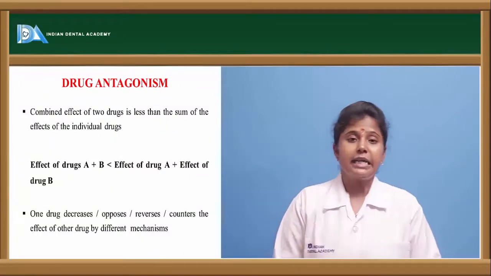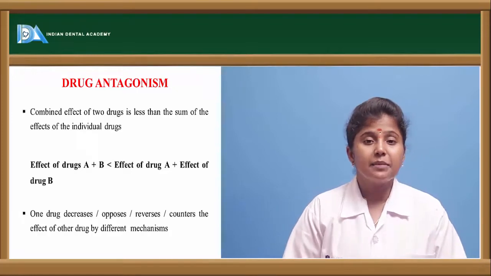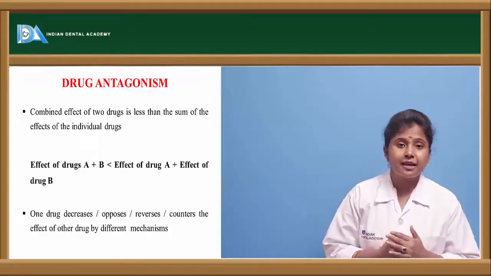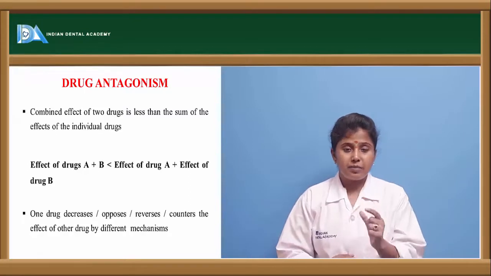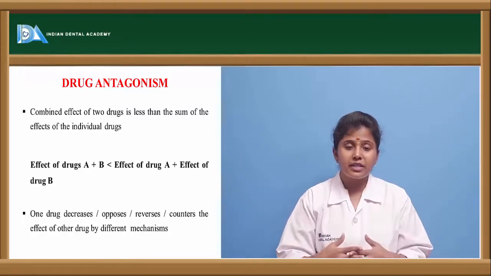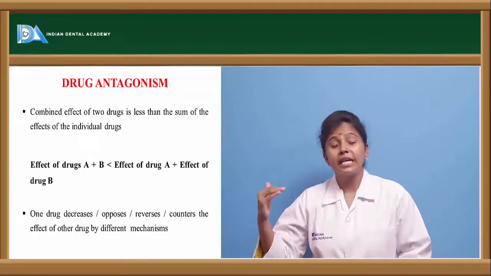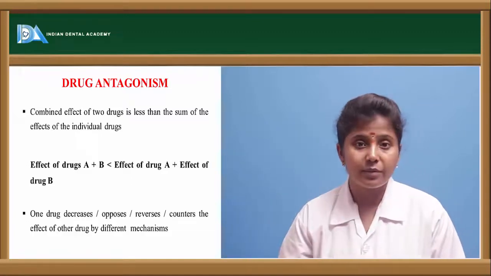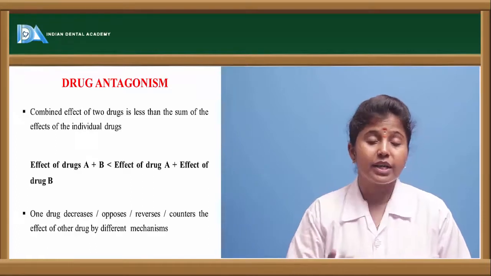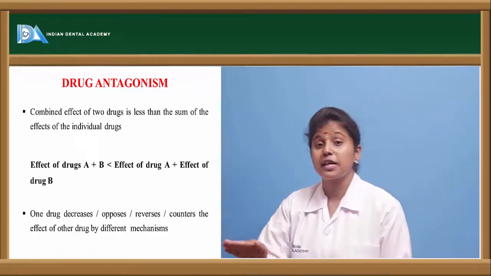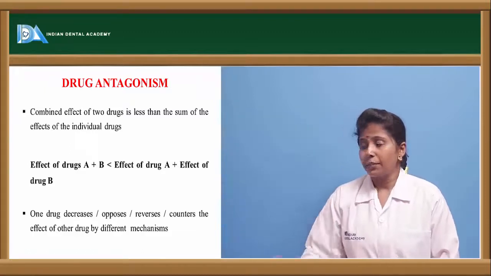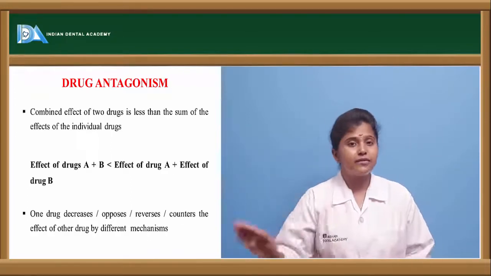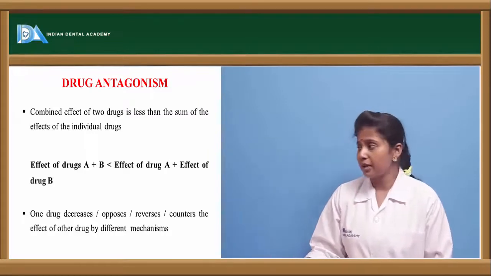The other form is drug antagonism. Drug antagonism is nothing but showing the reverse action to the drug. The combined effect of two drugs is less than the sum of the individual effects. If we combine two drugs, A and B, the net result is less than what they have to show. If these drugs individually show 100% effect, then when combined they should show 200%. Instead of that, they show less than 100%. So they are showing less than what they have to show, because one drug decreases the effect of the other drug, or one drug reverses the effect of the other drug. That is the reason this net result is observed.